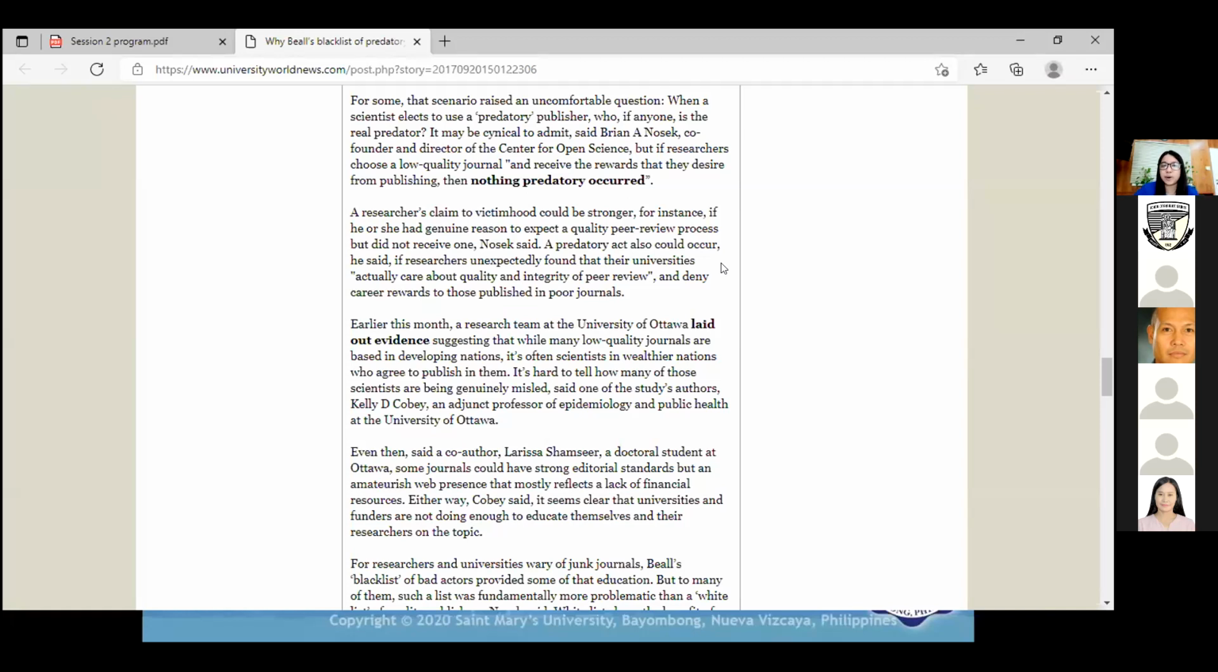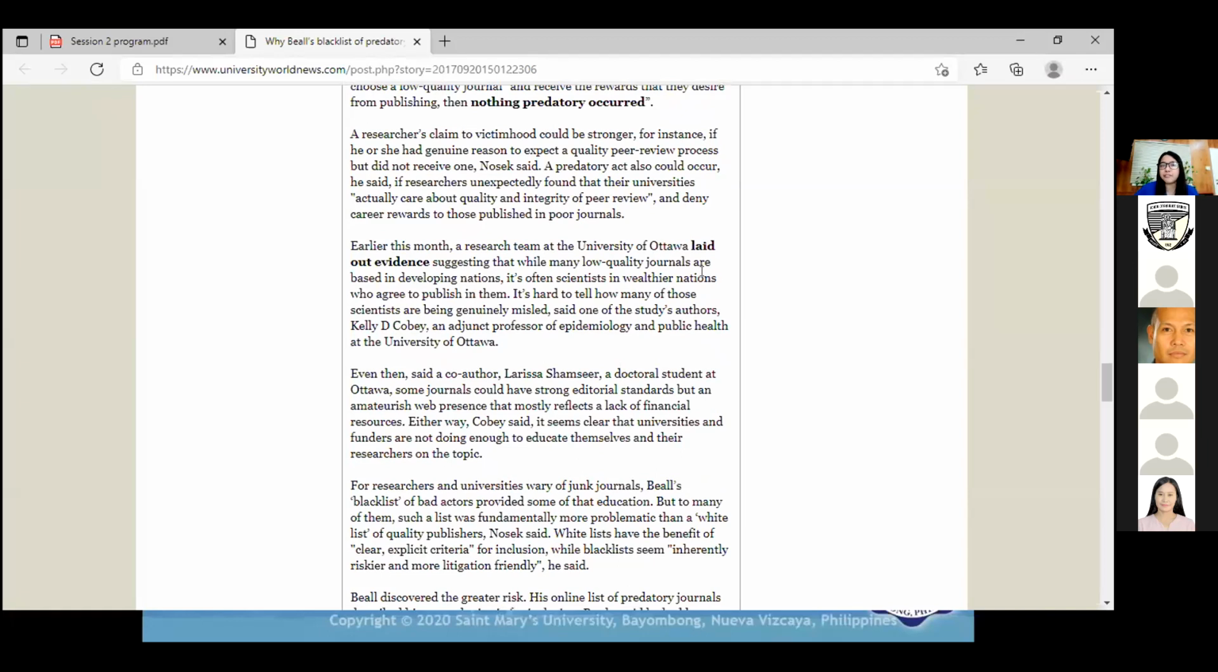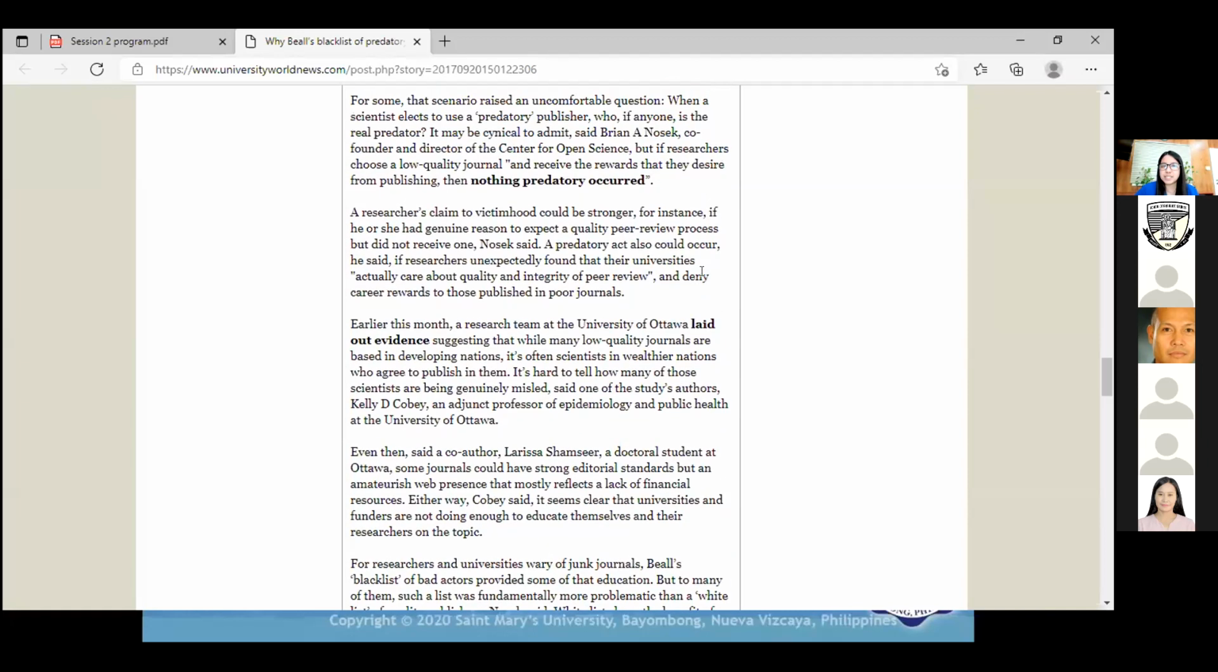And then the next one is, who is really a victim when, for instance, let's still go back to the researcher who chose to publish in a low quality journal.